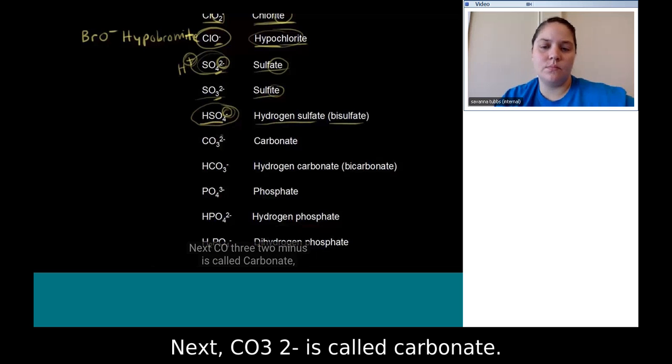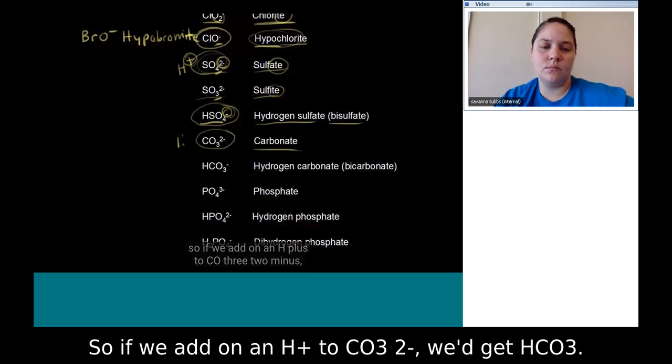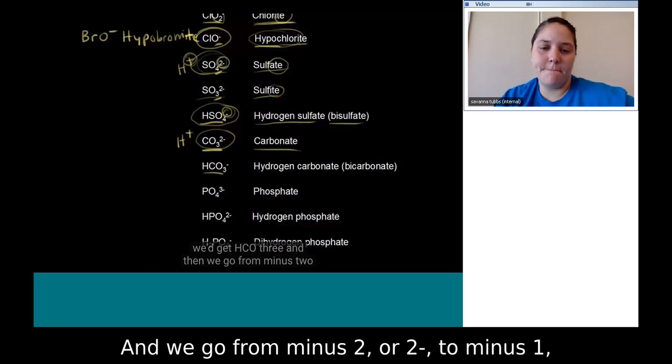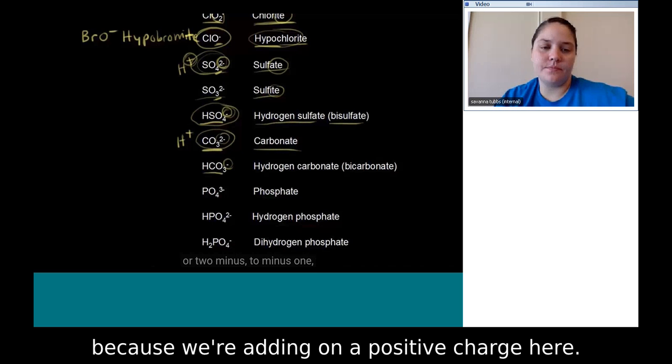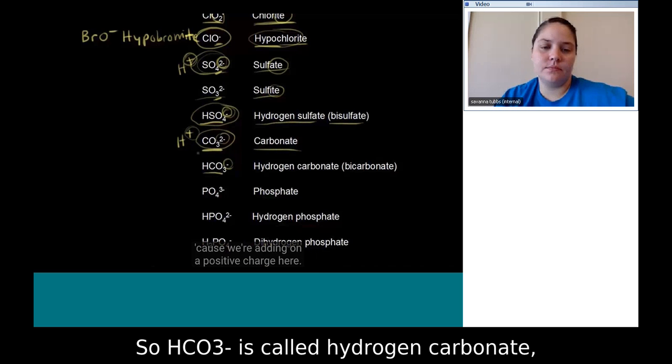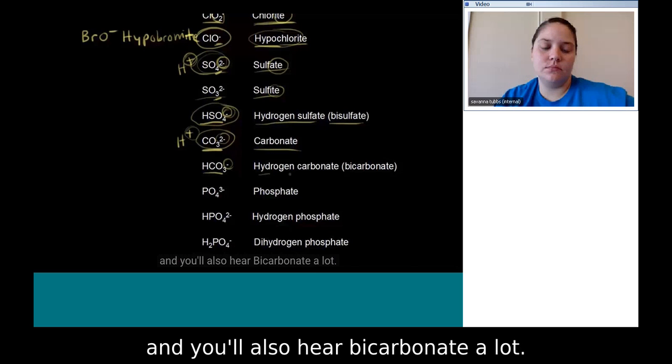Next, CO3 2- is called carbonate. So if we add on an H+ to CO3 2-, we'd get HCO3, and then we go from 2- to 1- because we're adding on a positive charge here. So HCO3- is called hydrogen carbonate, and you'll also hear bicarbonate a lot.